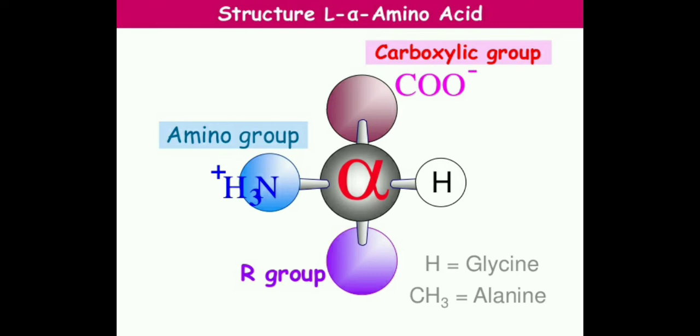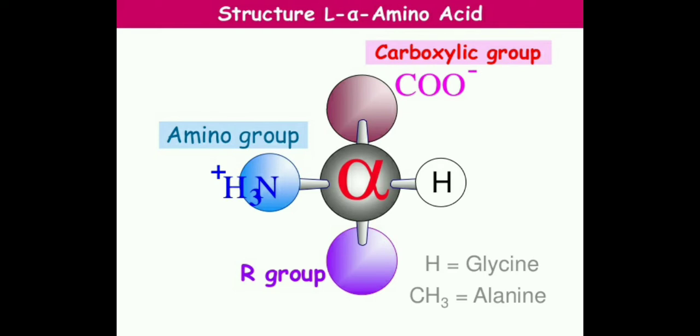Okay, let's come to this next slide. Actually, you can see here one alpha, that is actually the alpha carbon. And why is it alpha carbon? Because it is next to the carboxylic group. So we are giving it the name alpha carbon because it is next to this carboxylic group.